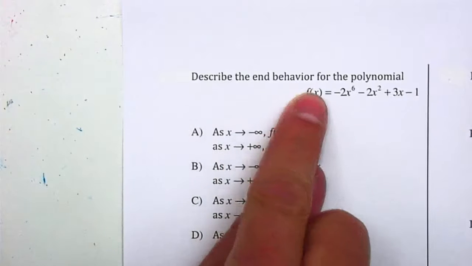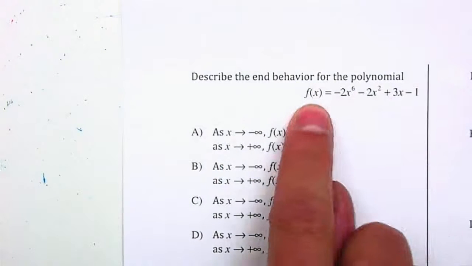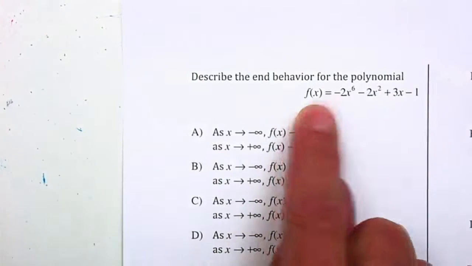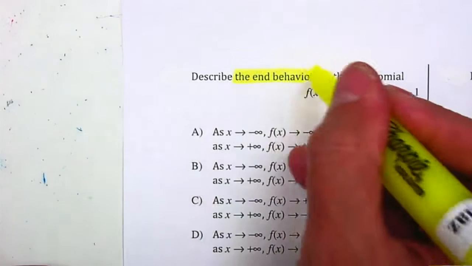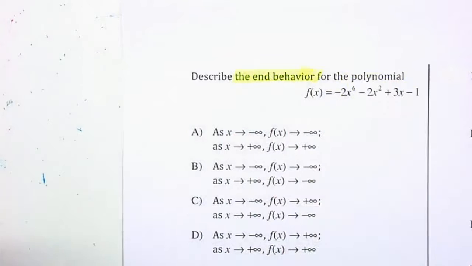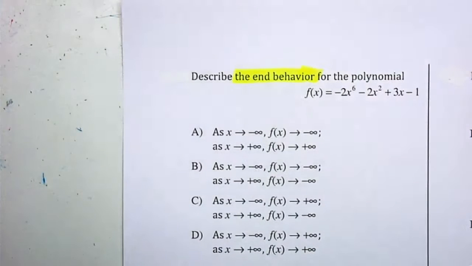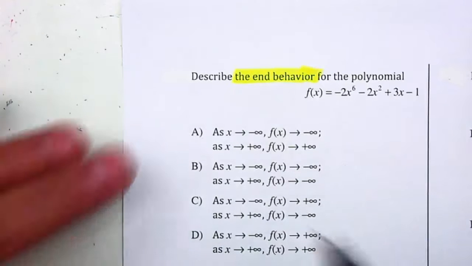Describe the end behavior for the polynomial. They give you a polynomial function and they ask you to describe the end behavior. Remember, the end behavior is how the graph is behaving at the very end or at the very beginning. So I'm going to place my x and y axis to make a quick graph.